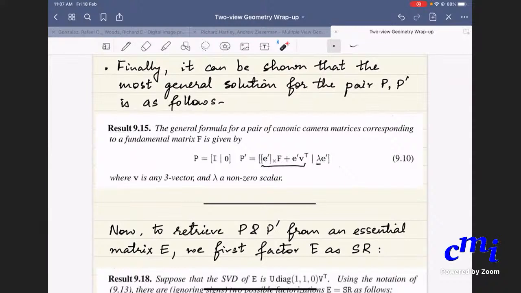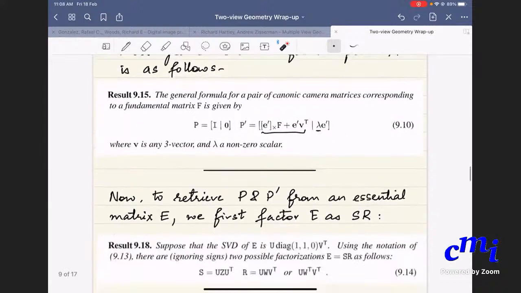Now we want to do the same when we are given the essential matrix. To retrieve P and P prime from an essential matrix, since we have this nice factorization of E into a skew symmetric matrix times a rotation matrix, we are going to use that, and it turns out that it gives us a very nice formula for P and P prime.